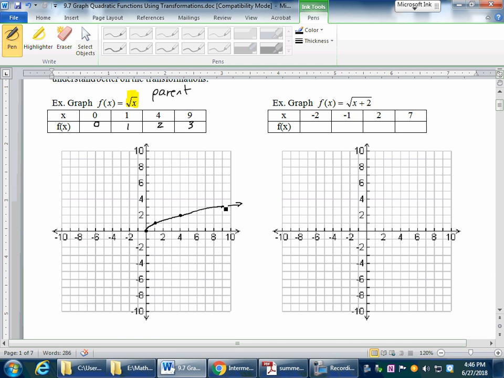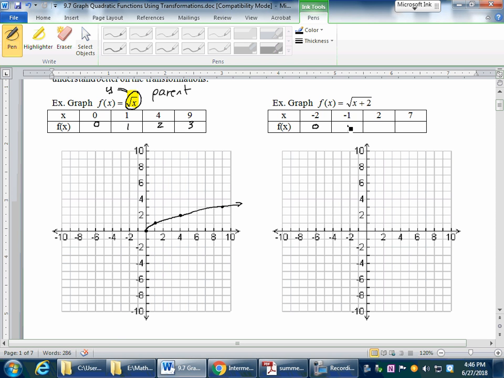What changes in the formula is I'm adding 2 to x. Let me recall, this whole expression is equal to f of x, which represents my y value. So notice that if I want to add or subtract to x, I just put it next to the x. If I plug in negative 2, negative 2 plus 2 is 0. Negative 1 plus 2 is 1, so square root of 1 is 1.